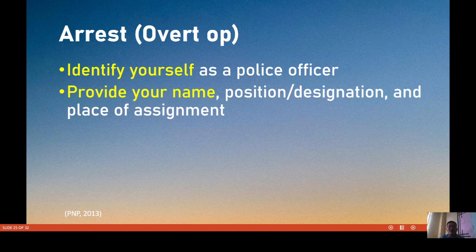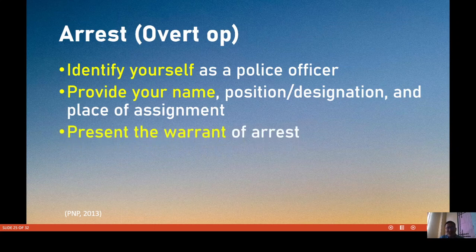So when conducting an arrest with warrant, then present the warrant of arrest. So this is a general rule. No person can be arrested without the warrant of arrest. But we will discuss later what are the instances of warrantless arrest.